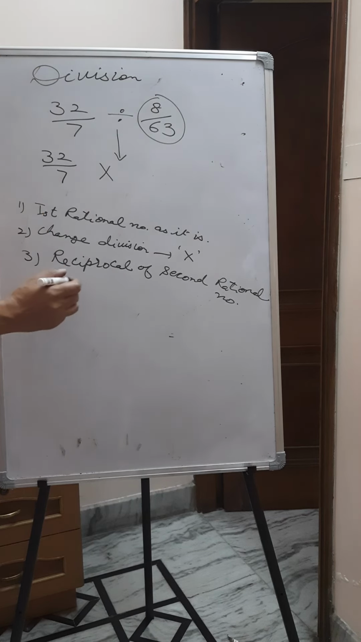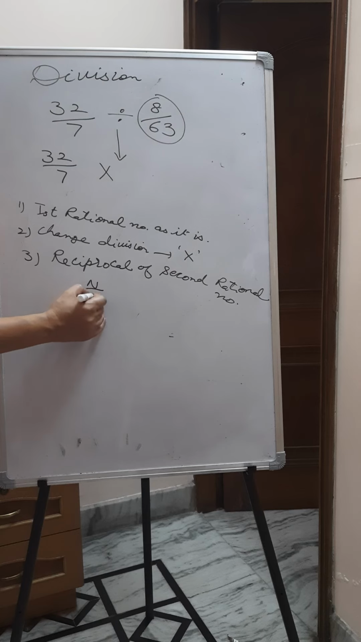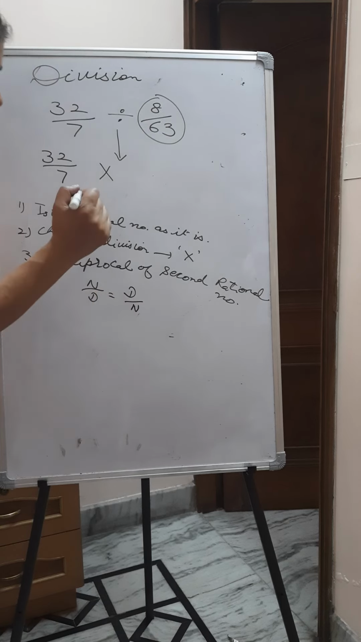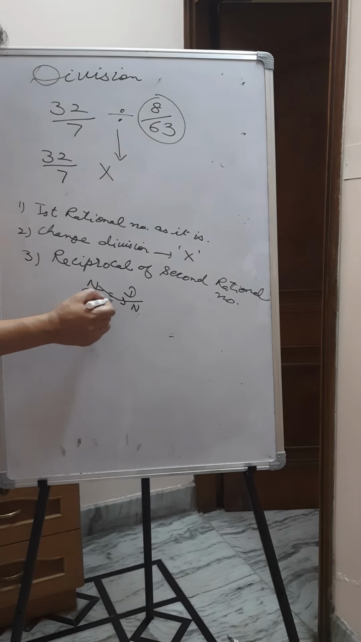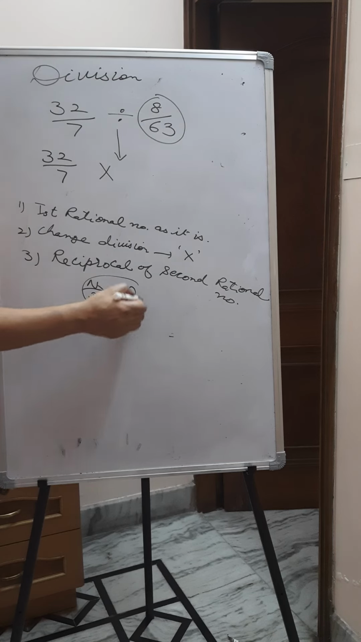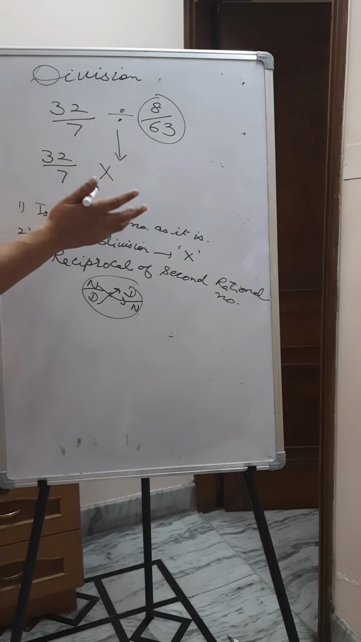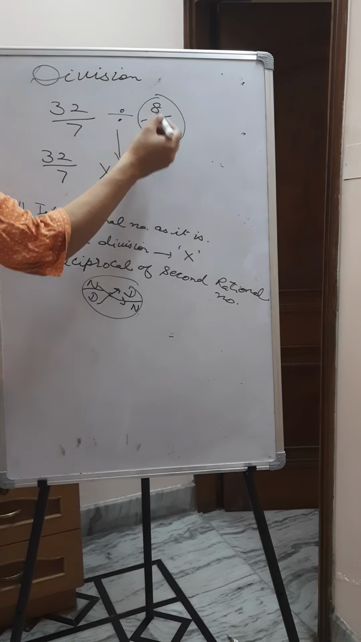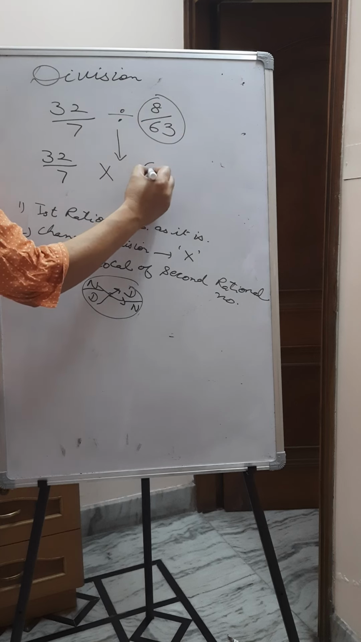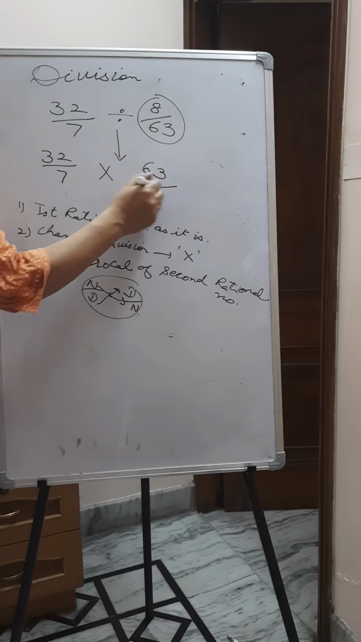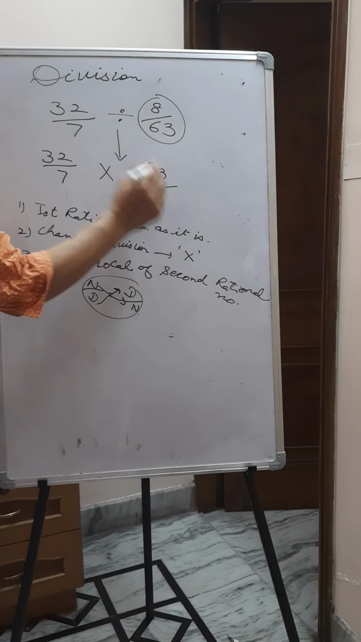What is the reciprocal? Reciprocal means when you are having the numerator over denominator, your denominator becomes numerator and numerator becomes denominator. This is called reciprocal. While we are converting division to multiplication, the usual method is to take the reciprocal of the second rational number, that is, denominator 63 becomes numerator and numerator 8 becomes denominator.